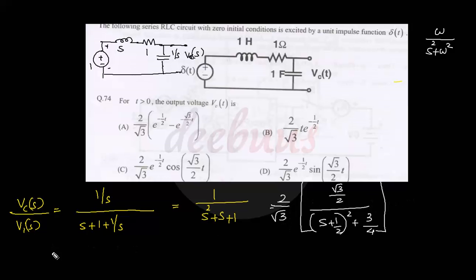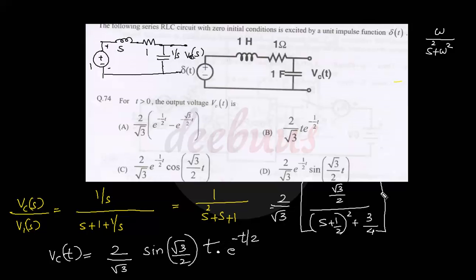So taking inverse Laplace transform, Vc(t) equals 2/√3 sin(√3/2 t), but there is a shift to S + 1/2, so there is a shift, so e^(-t/2), right. So checking options, the answer is 2/√3 e^(-t/2) sin(√3/2 t), right. So option D.